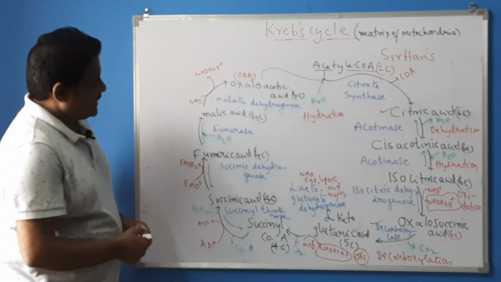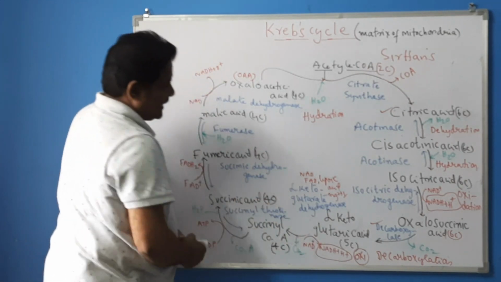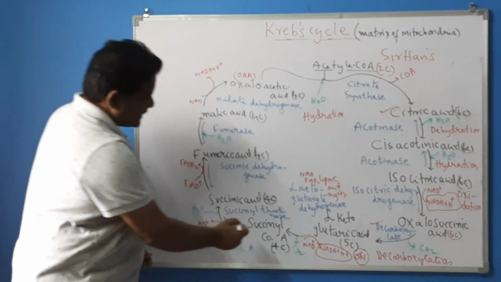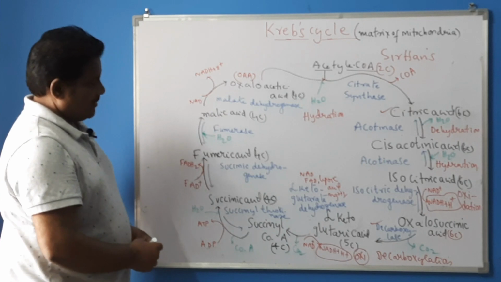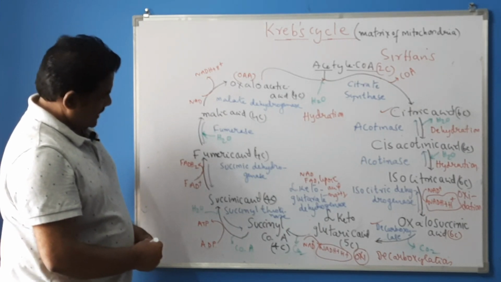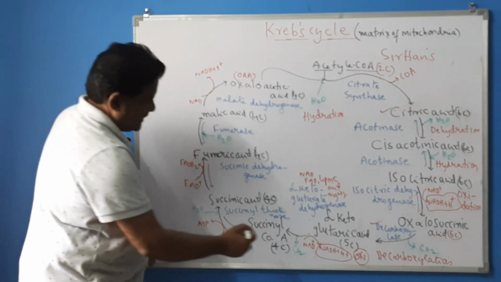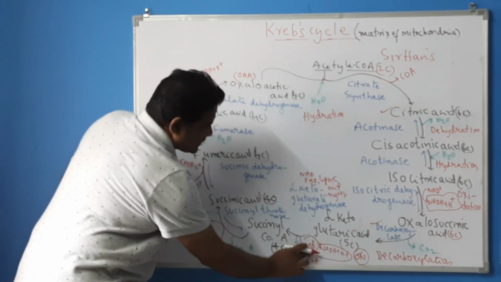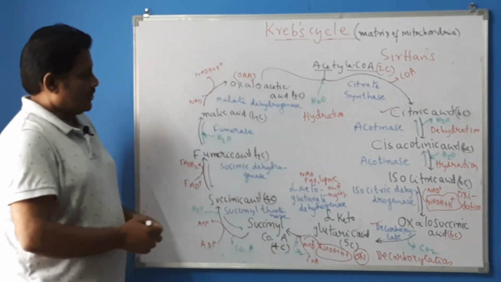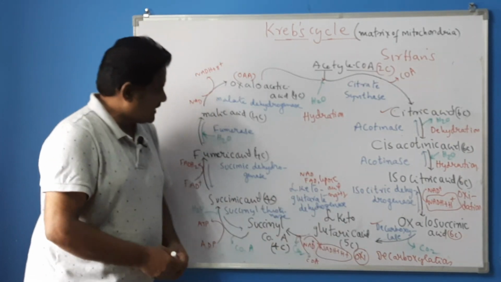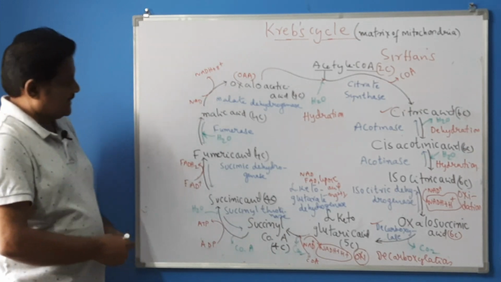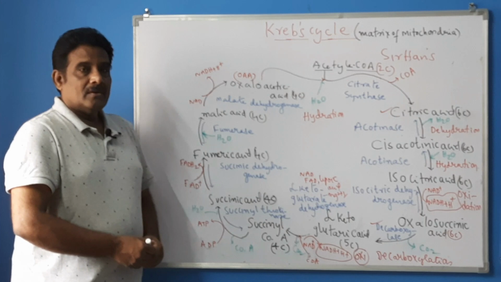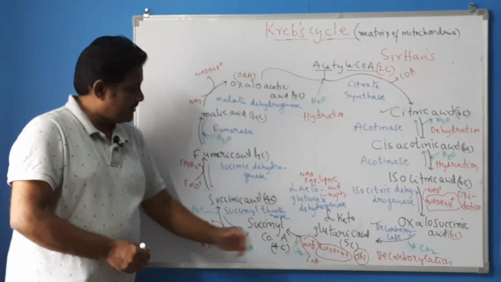Okay. And here the alpha ketoglutaric acid, after undergoing oxidative decarboxylation, forms succinyl coenzyme A. But one point you have to remember, one coenzyme A is added here. So alpha ketoglutaric acid is converted into succinyl coenzyme A. On receiving coenzyme A, succinyl coenzyme A is formed.